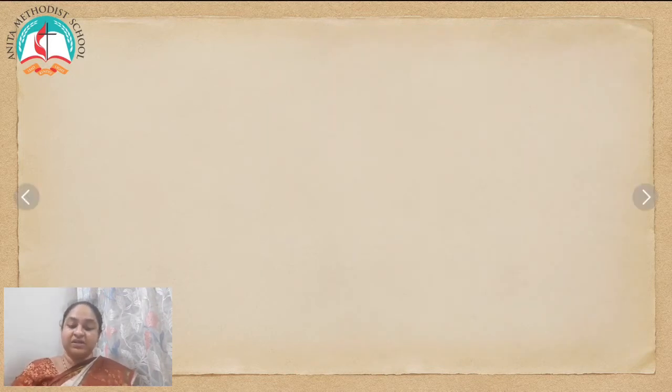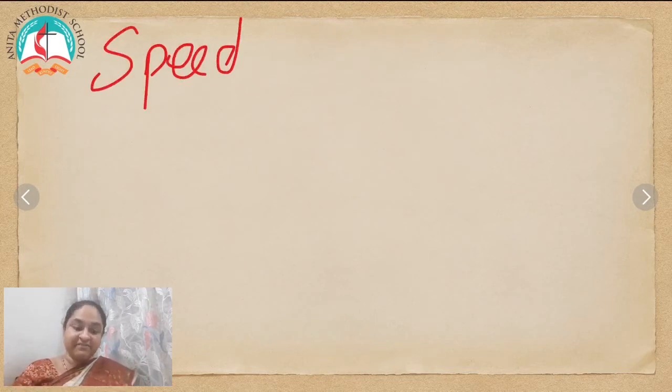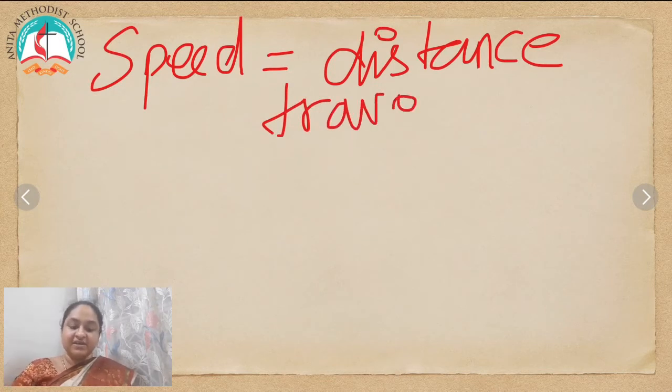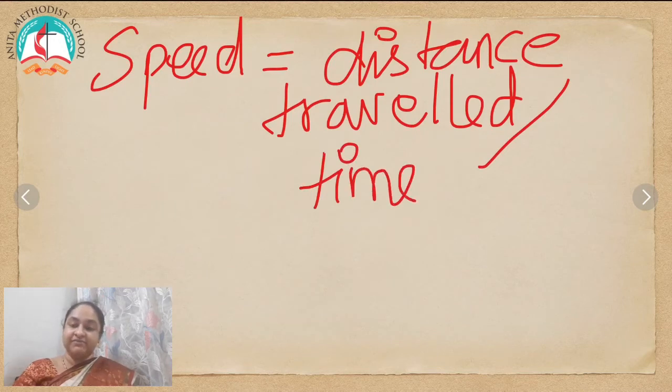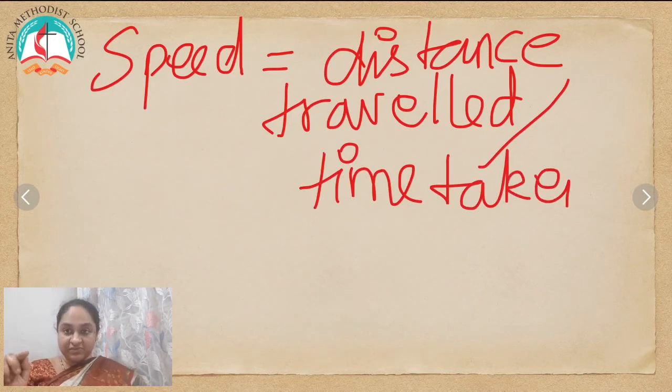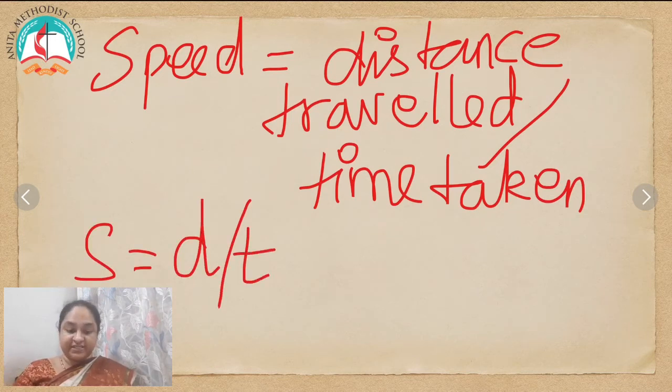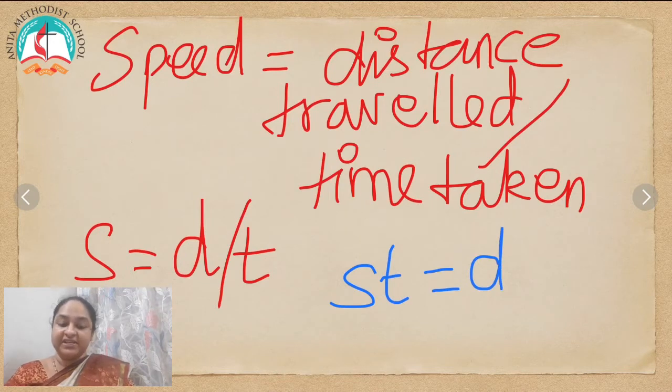If you know the speed and the time taken by the object, then you can compute how much distance it had traveled. Look at this. Speed is equal to distance traveled by time taken. S is equal to small d by small t. If S is equal to d by t, then we can also say S times t is equal to d. Therefore, the distance traveled is speed multiplied by time.